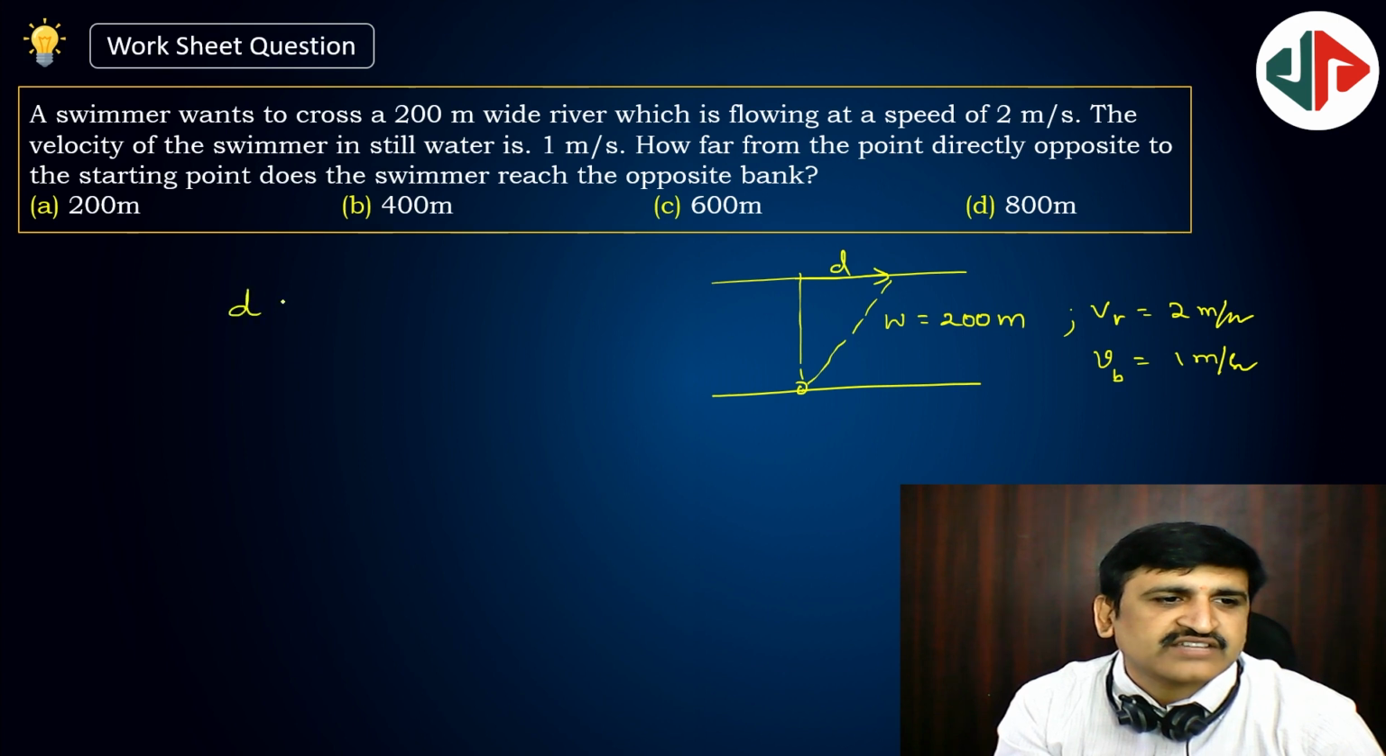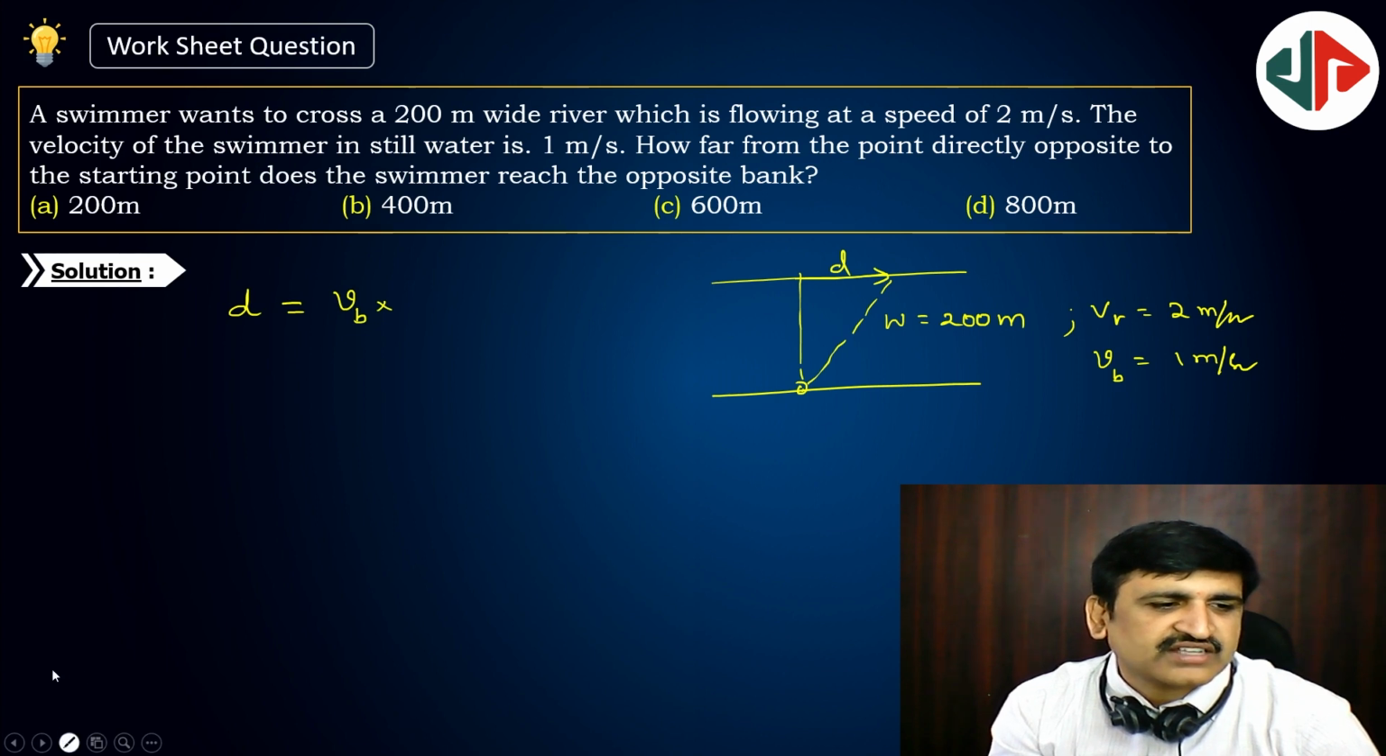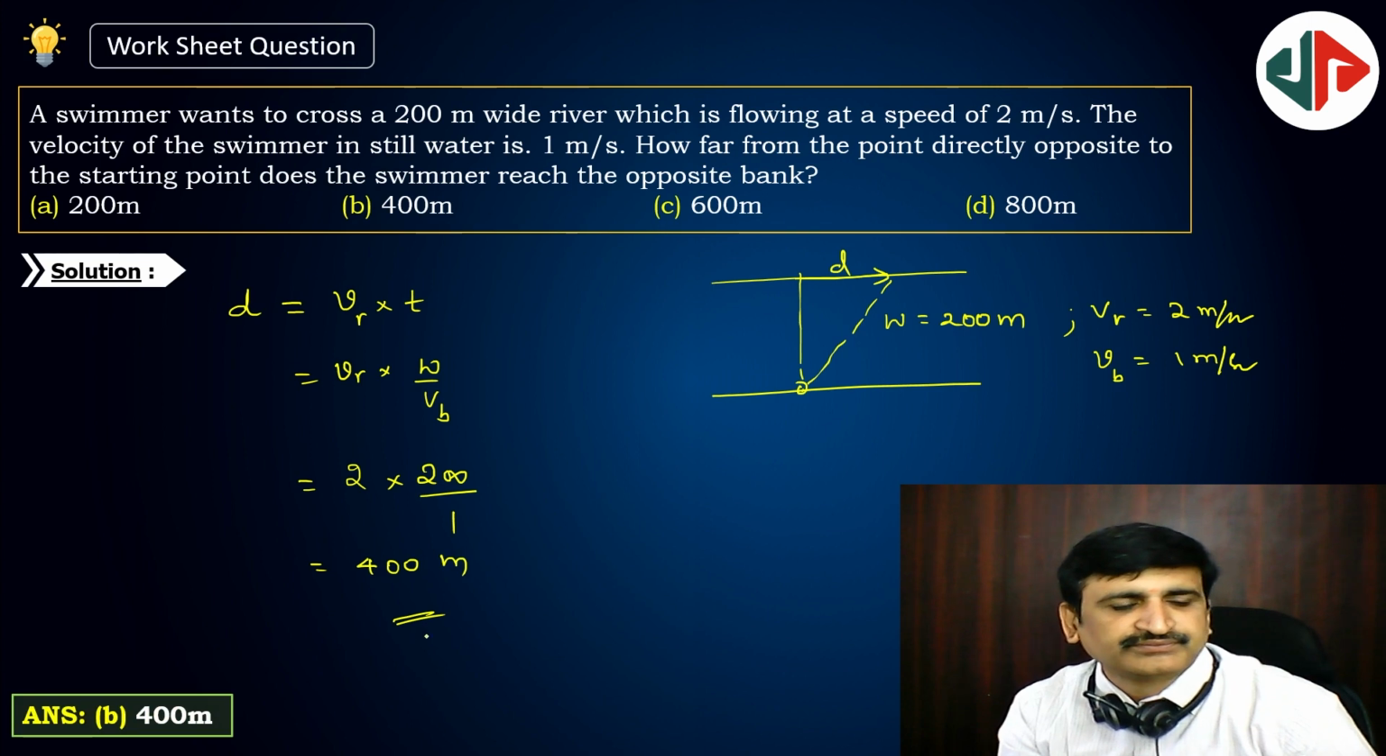Drift D is equal to drift velocity, which means river velocity into time. River velocity into time is equal to VR into W by VB. VR is 2, W is 200, VB is 1. So it will be 400 meters. Next.